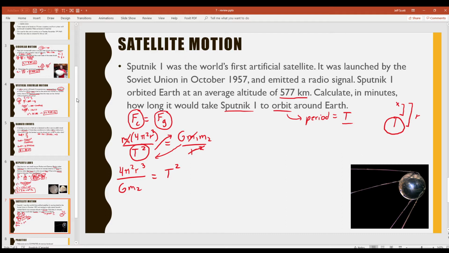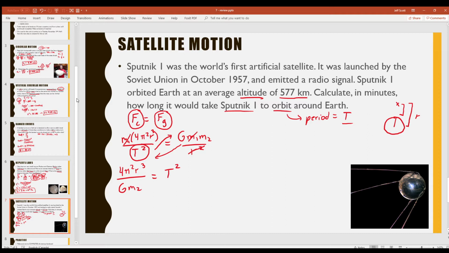Now, let's analyze what all these different variables mean. We're trying to find t. 4 and pi, of course, are just known, but r would be the orbital radius of Sputnik. We know the orbital altitude of Sputnik, but we don't know what that actual radius is.